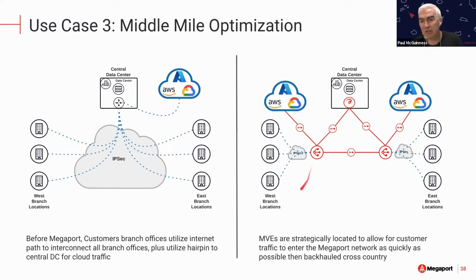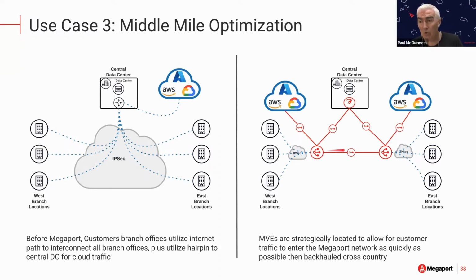Now you can see in this use case, let's take the West branches. They no longer have to go to the data center before going to cloud. They can go through the MVE and go entirely directly to the cloud providers that they want to in their region using those private interfaces. They can, of course, go back to the data center for anything they need to access there.